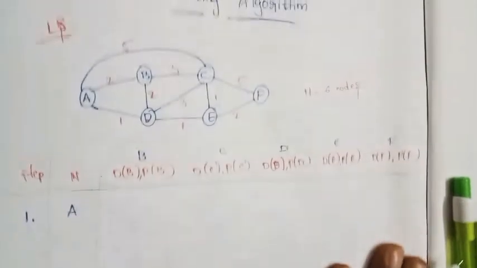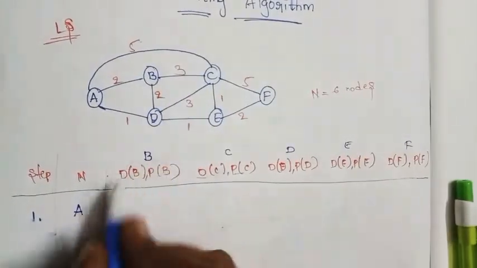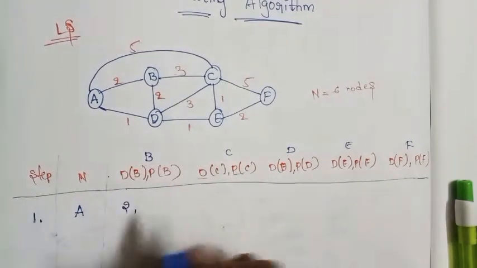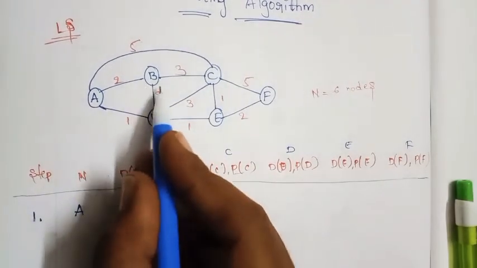From A to B, what is the distance we have? Just represent it like this. This is the destination. From A to B we have 2. And what is the previous node of B, guys? A.